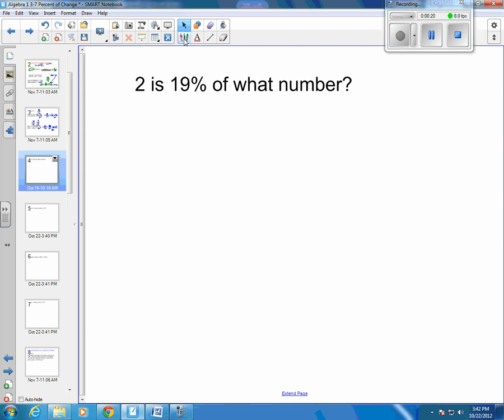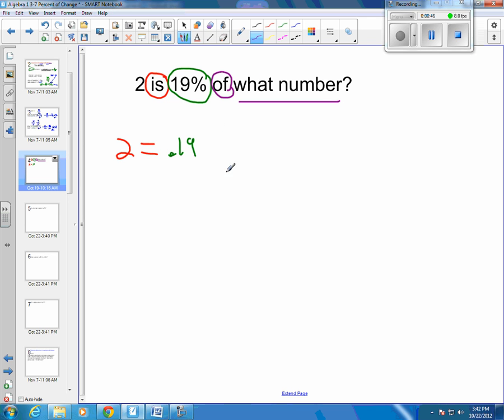So the way I deal with these problems is I put them into an equation. It's pretty darn easy. You just take it word by word. So 2 is 2. Is means equals. Okay, 19%, well, we can't deal with percent, so we've got to put it into a decimal, so that's going to be 0.19. Of always means multiply. And then what number? Well, you don't know, so you put your x. And then all you have to do is solve for the variable.